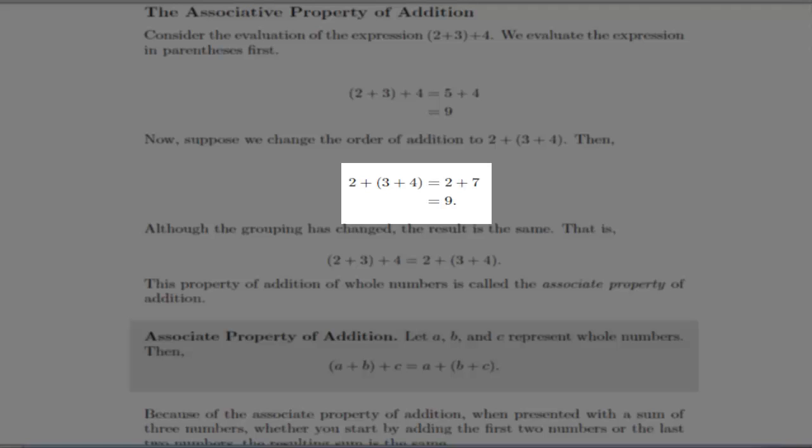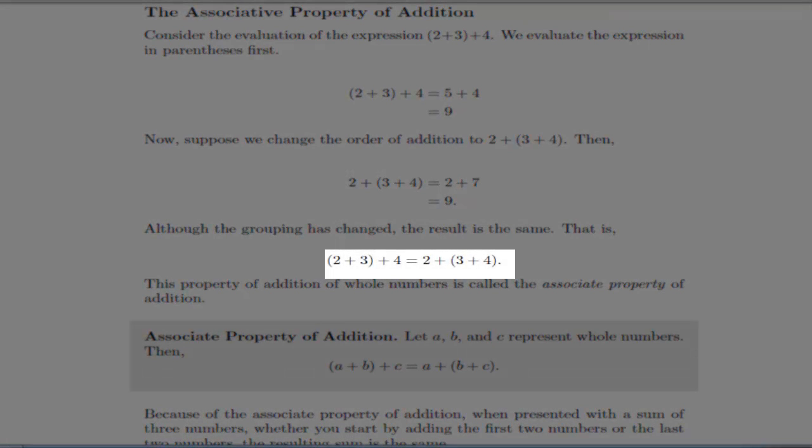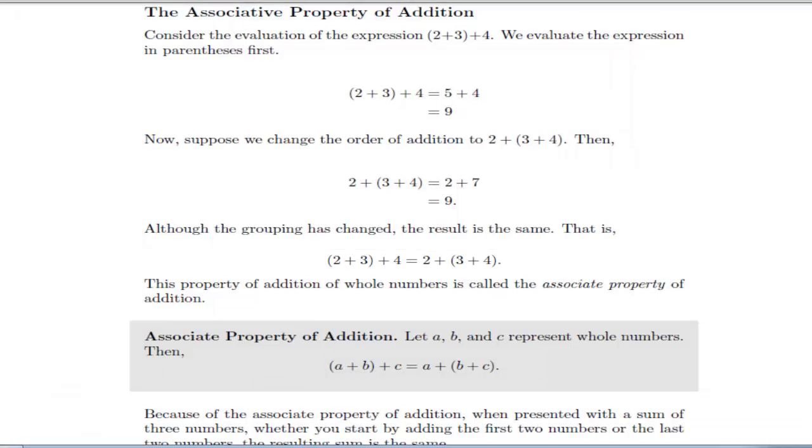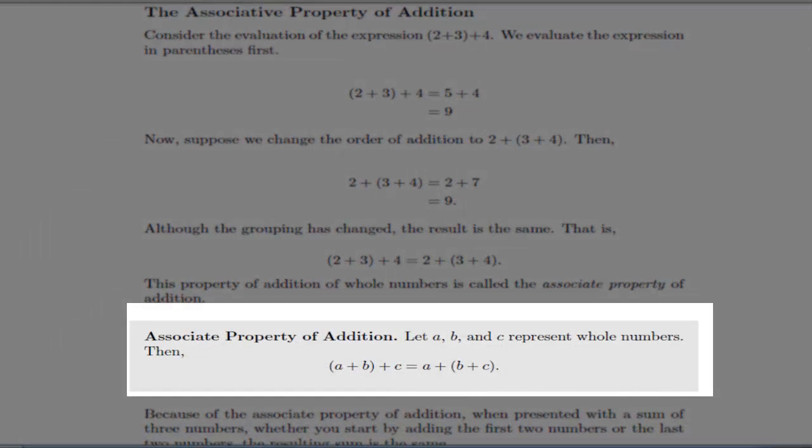Although the grouping changed, the result is the same. That is, grouping 2 and 3 is equal to the expression with 3 and 4 grouped. This property of addition of whole numbers is called the associative property of addition. We let a, b, and c represent whole numbers.